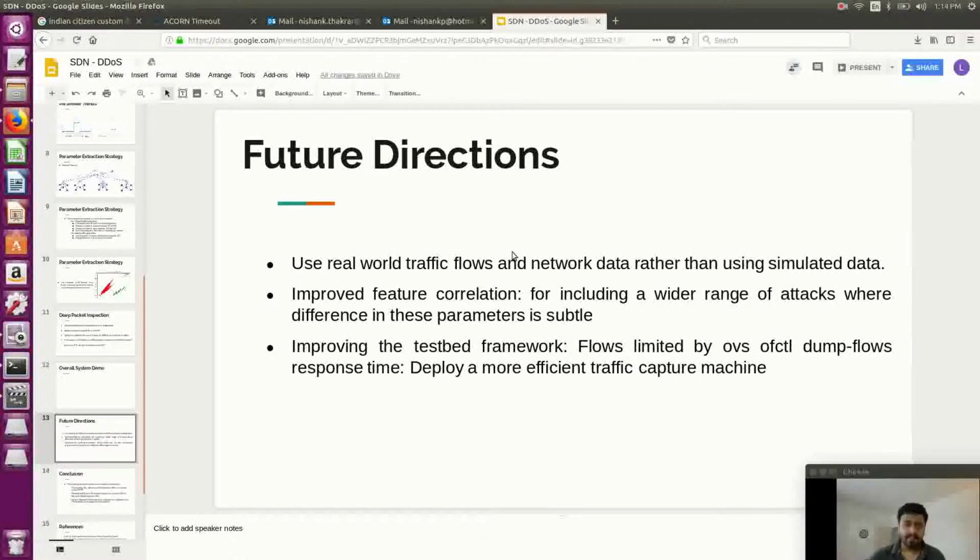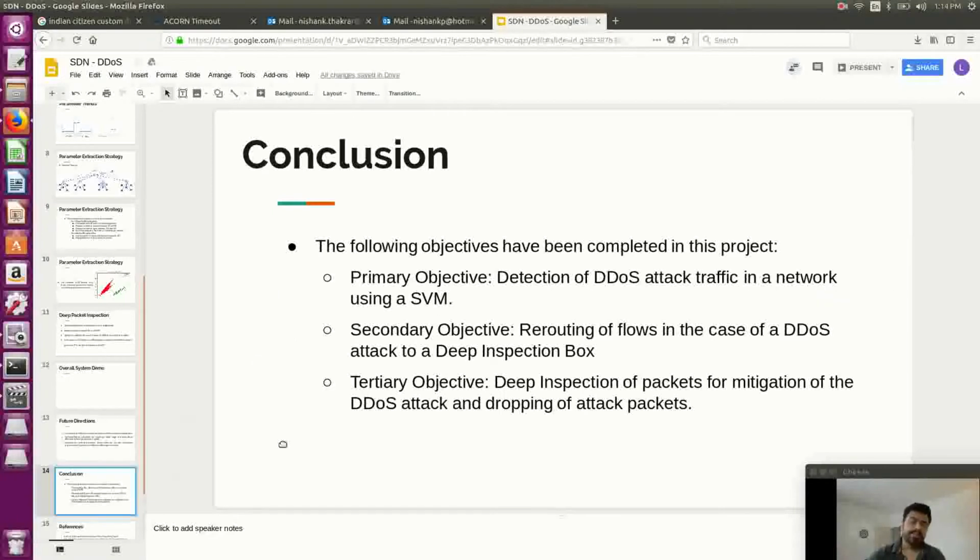And now we'll be moving on to the conclusion. To conclude this video, we had proposed three objectives during our proposal. The primary was the detection of DDoS attack. The secondary objective was rerouting the flows of DDoS attack to a deep inspection box. And the third was using the deep inspection box to filter out the DDoS flows and allow the normal flows to pass through. And all the three objectives have been achieved successfully.